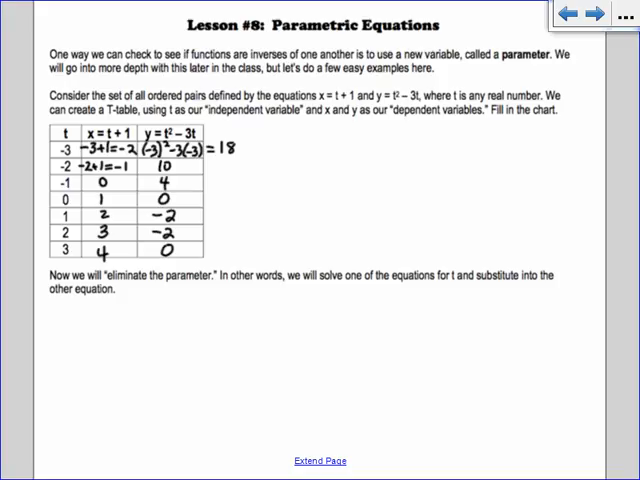And this still represents ordered pairs, so points. So when I plug in, for instance, t equals negative 3, I get the point negative 2 comma 18. I still have my x comma y coordinates. So I could graph all of those different things. I could graph negative 3 comma 18. Negative 2 comma 10.